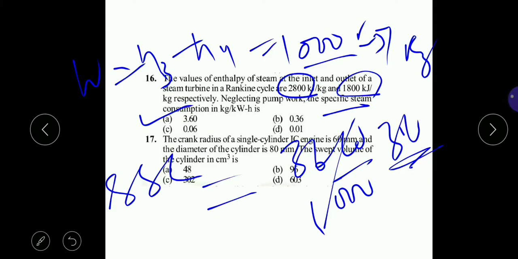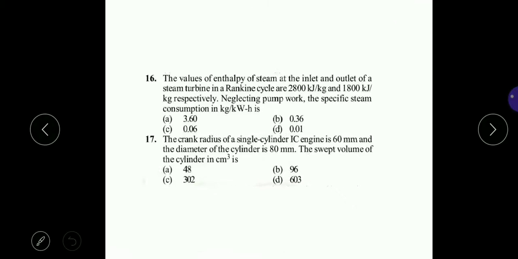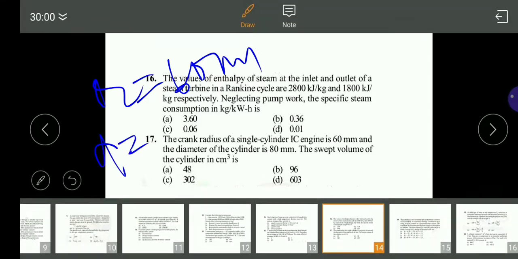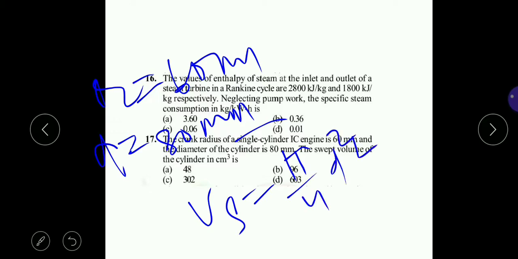So 3.6, option A will be the answer. Then moving towards the next: the crank radius R is given as 60 mm, and the diameter D of the cylinder is given as 80 mm, and we need to calculate the swept volume Vs. So Vs equals pi by 4 D square into L. D is given, we need to calculate the stroke length.